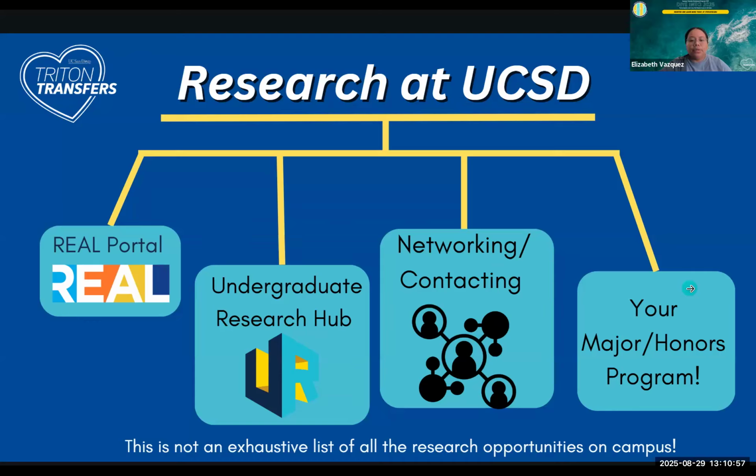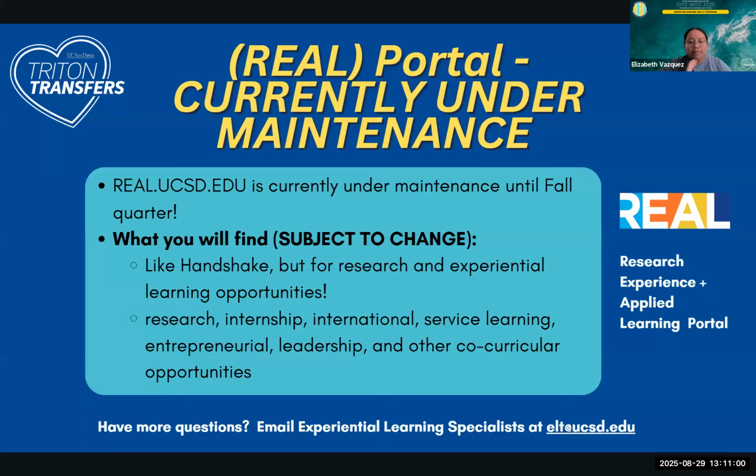Okay, so the Real Portal, which is the Research Experience and Applied Learning Portal, the URL is real.ucsd.edu. If you go now, you'll see that it's currently under maintenance over the summer, and it's expected to open once fall quarter starts. What you will find, which is subject to change, is kind of like Handshake, where you will find research and experiential learning opportunities, internships, service learning, leadership positions, and all that. You can find that under the Real Portal.